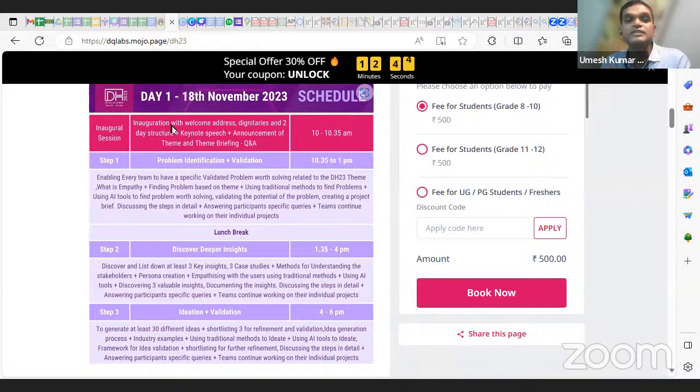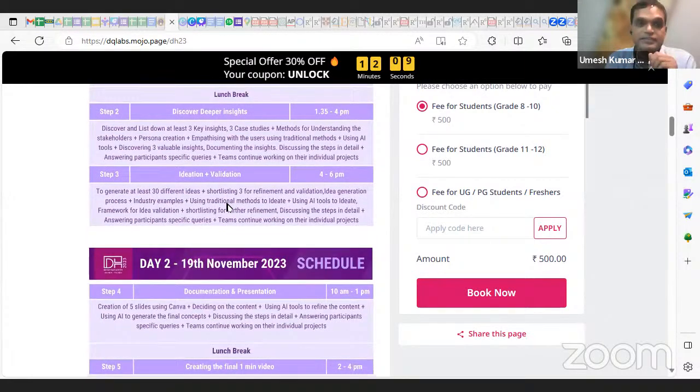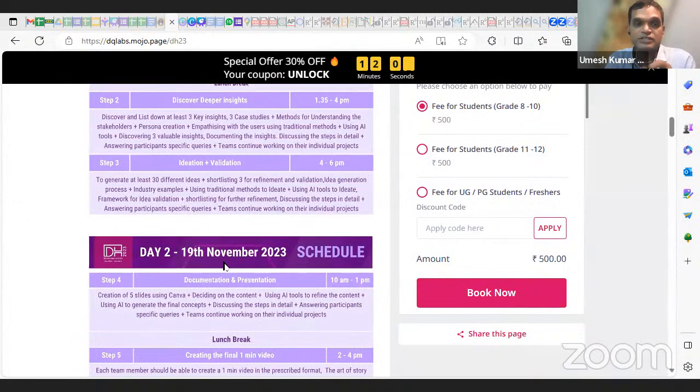The panel discussion would be primarily about that particular step, helping the audience proceed with the problem statement. To help you understand, step 1 is problem identification and validation. Step 2 is discovering deeper insights of the user. Step 3 is ideation and validation of the problem and generating ideas. Step 4 is documentation and presentation.